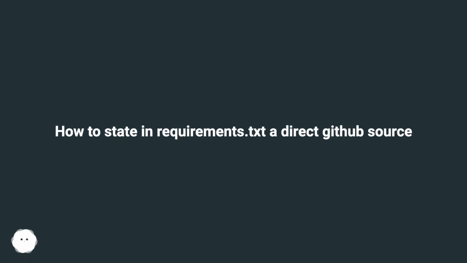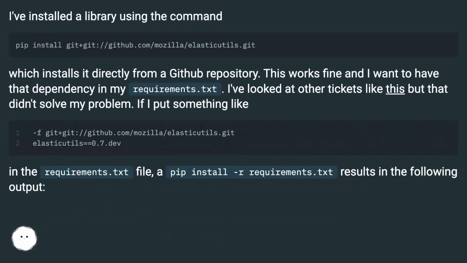How to state in requirements.txt a direct GitHub source. I've installed a library using the command, which installs it directly from a GitHub repository. This works fine, and I want to have that dependency in my requirements.txt. I've looked at other tickets like this, but that didn't solve my problem.